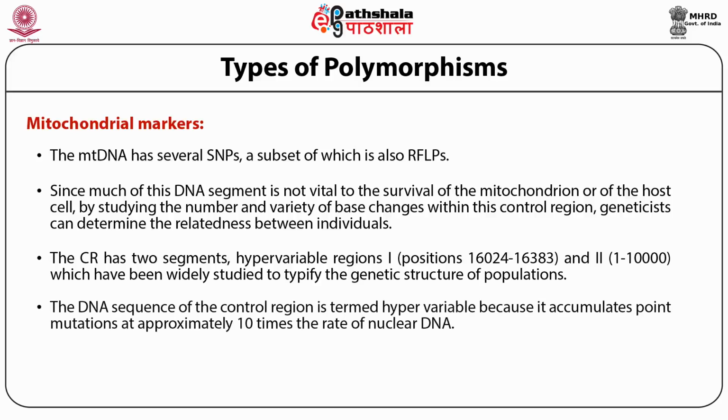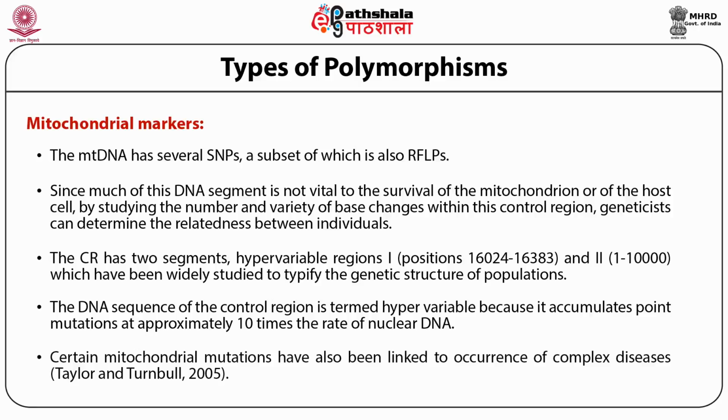The DNA sequence of a control region is termed hypervariable because it accumulates point mutations at approximately 10 times the rate of nuclear DNA. Most of the studies in which control region sequences have been studied have focused on interspecific patterns of variability and phylogenetic relationships of closely related species, a prominent example being the study of human population history. Certain mitochondrial mutations have also been linked to the occurrence of complex diseases, as reported by Taylor and Turnbull in 2005.